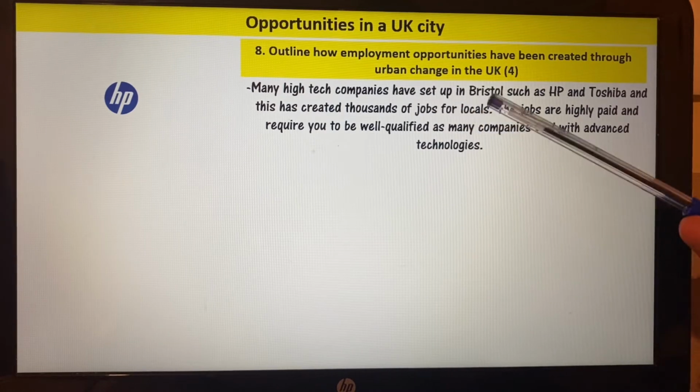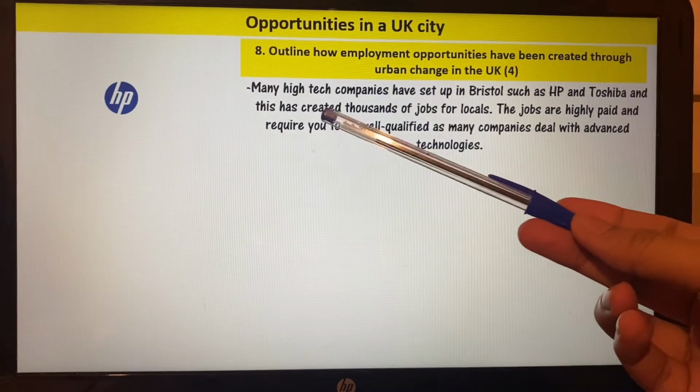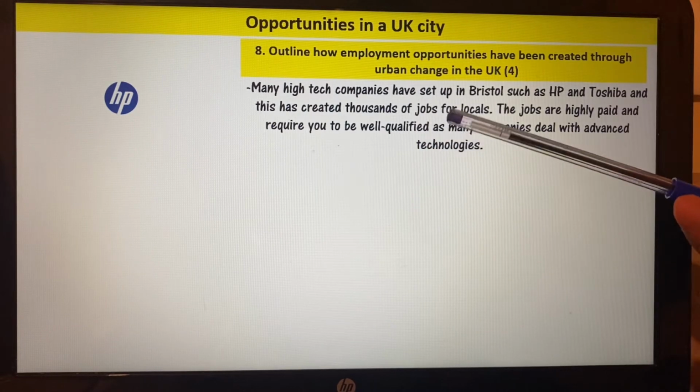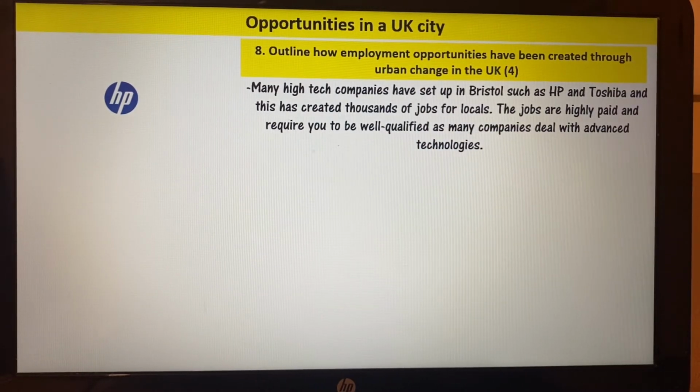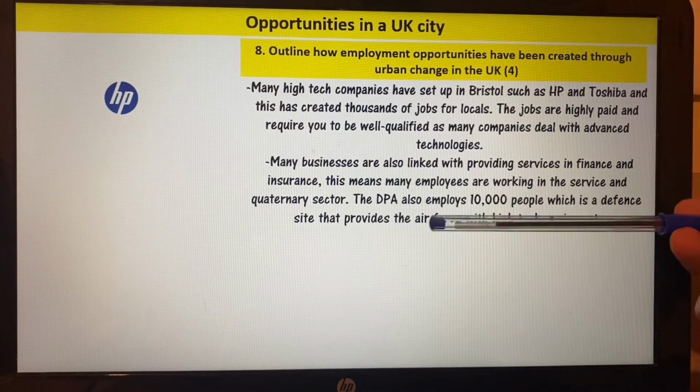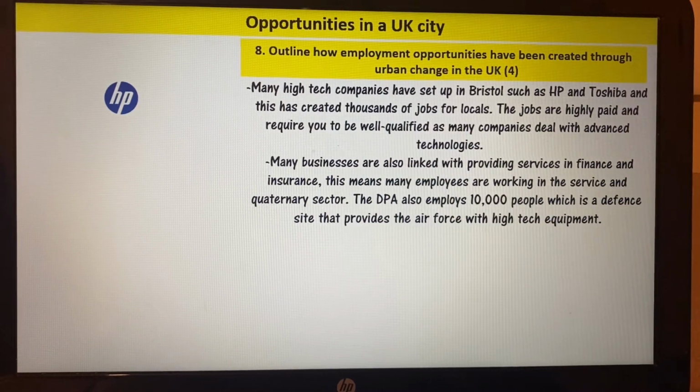Now, how you'd explain it a bit further is that many of these jobs are highly paid and they employ highly qualified candidates. And you could also make the link, obviously, that therefore there would be an increase in, let's say, taxes as more people are earning. You could also talk about how many centres, like finance services, have set up in Bristol. We also had the DPA that employs over 10,000 people.